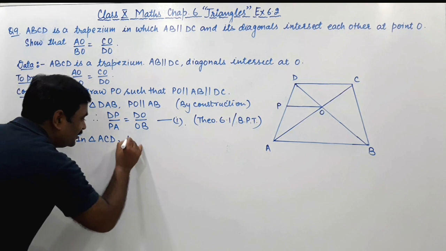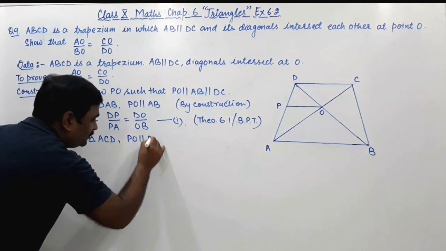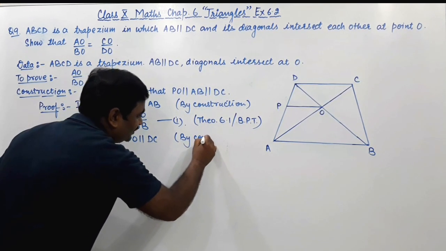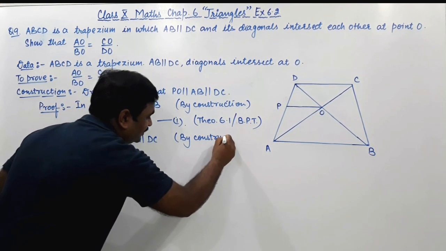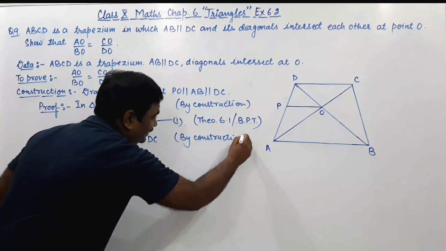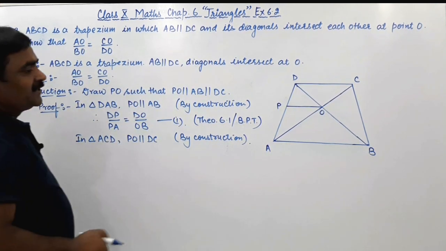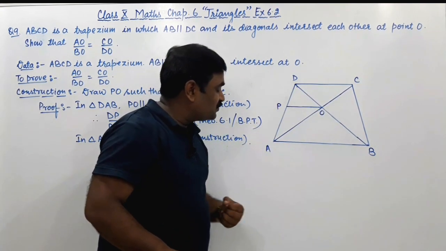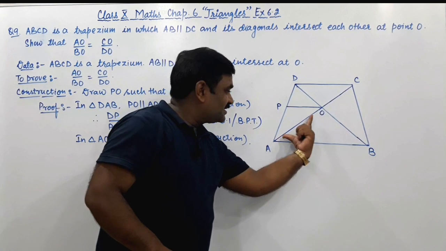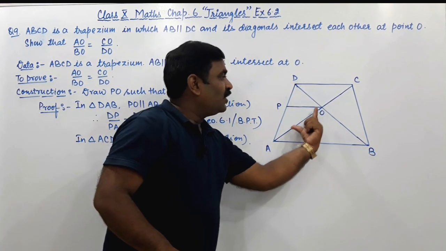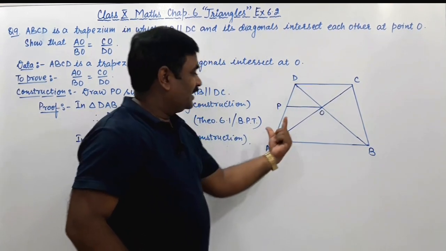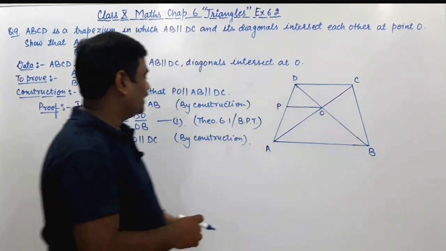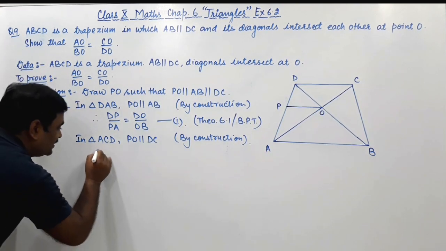ओके, PO इज पैरेलल टू DC, और OB कैसे? आपने इसको कंस्ट्रक्ट किया था बाय कंस्ट्रक्शन. क्लियर हुआ? चलो, अब ये ट्रायंगल देखो ACD. इन दिस PO is parallel to DC. So what are you getting the result? This AO upon OC is equals to AP upon PD. Okay. So therefore we are getting the result.